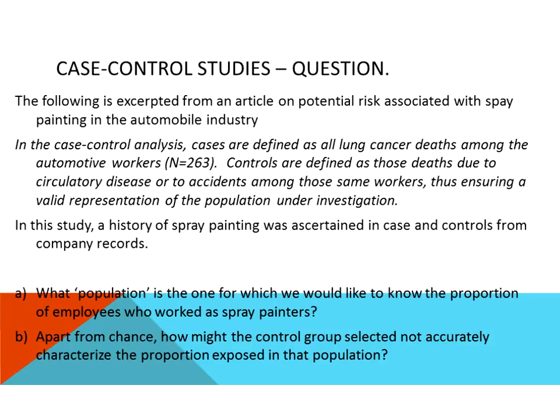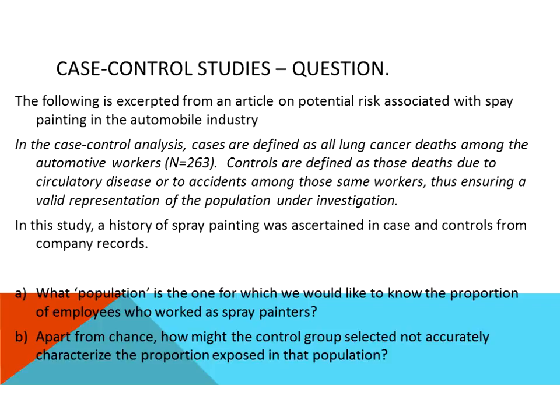The potential risk associated with spray painting in the automobile industry. In a case control analysis, cases are defined as all lung cancer deaths among automotive workers. Controls are identified as those deaths due to circulatory disease or accidents among the same worker population, thus ensuring a valid representation of the worker population under investigation. And in this particular study, the company had a really good history of paint sprayers, as well as looking at who had passed versus who had not passed.